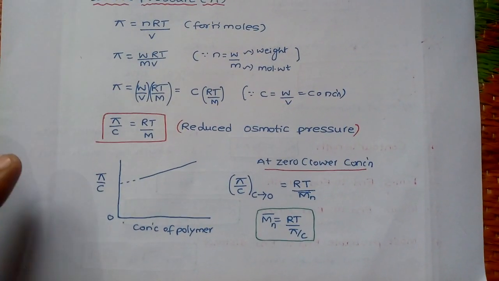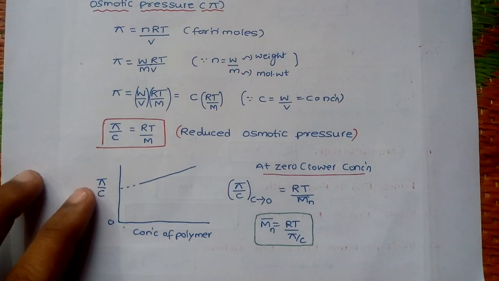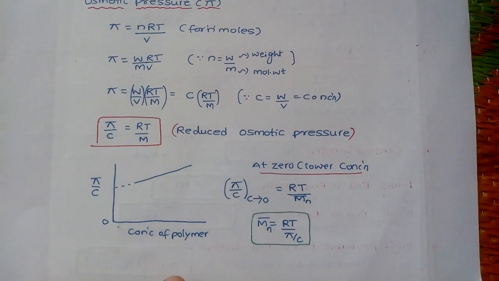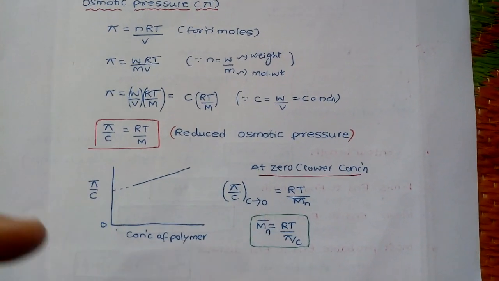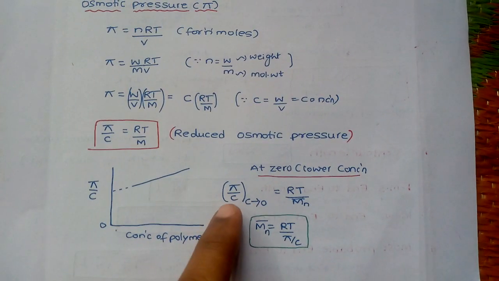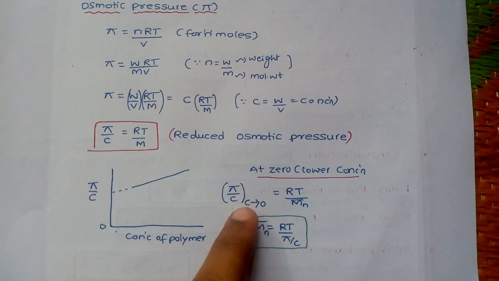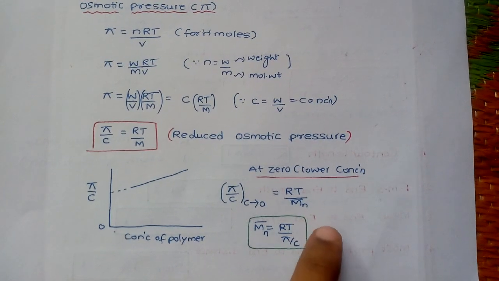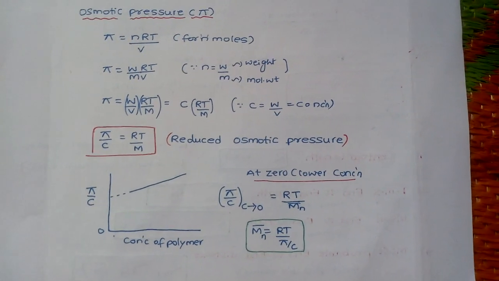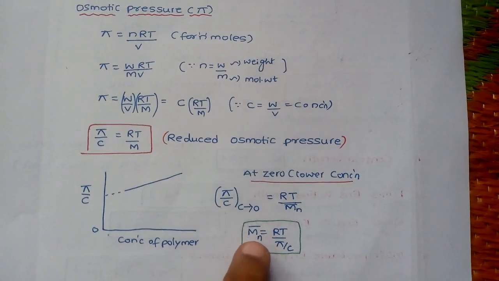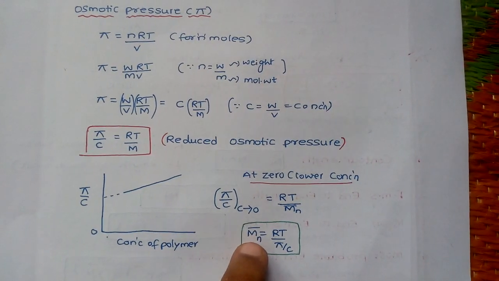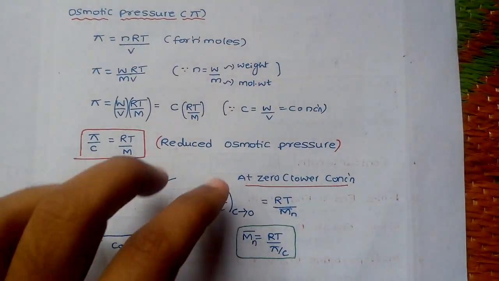When you plot a graph of reduced osmotic pressure versus concentration of polymer, when concentration tends to 0, that is at lower concentration, pi by C is given by RT by M bar N. From this we calculate the number average molecular mass. That is, M bar N is equal to RT by pi into pi by C.